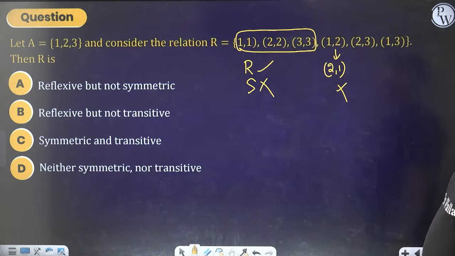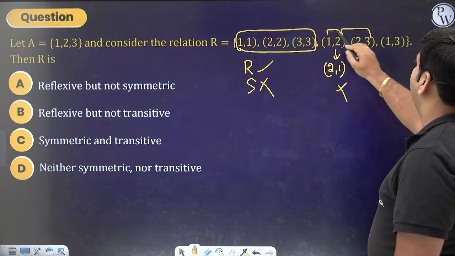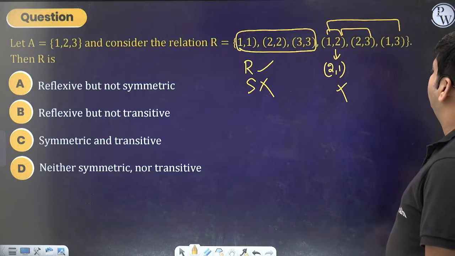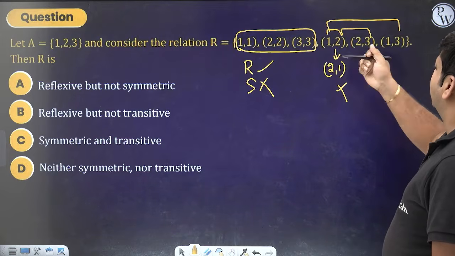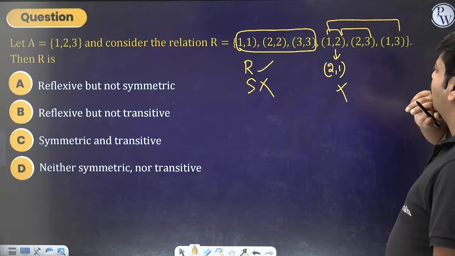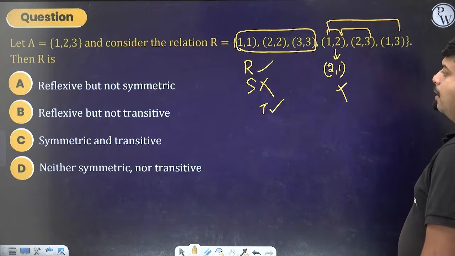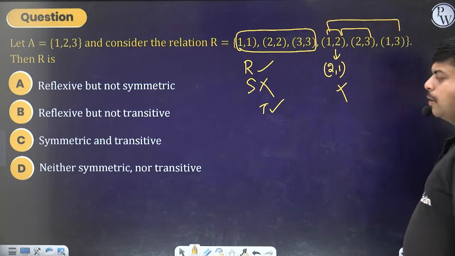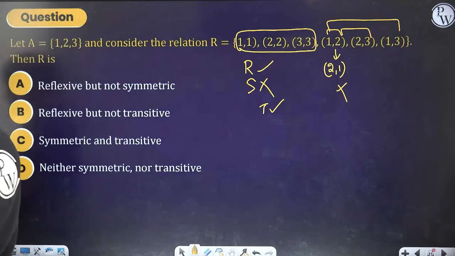What about transitive? See, (1,2) is there, (2,3) is there, so (1,3) should be there. Okay, it is there. Next, in that way, any other thing? (2,3) is there, (3,3), (2,3). Okay, so I think all other things are valid. So that can happen to be transitive. Reflexive but not transitive, reflexive but not symmetric. I think the first option may be correct. Please look into that. Even I'll be checking once.